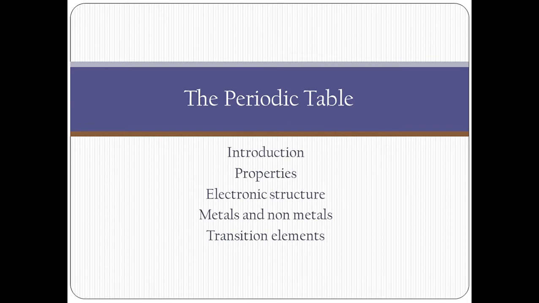Today we're going to learn about the periodic table. In the periodic table, it consists of 5 things which you have to learn: the introduction, the properties, electronic structure, metals and nonmetals, and transition elements.